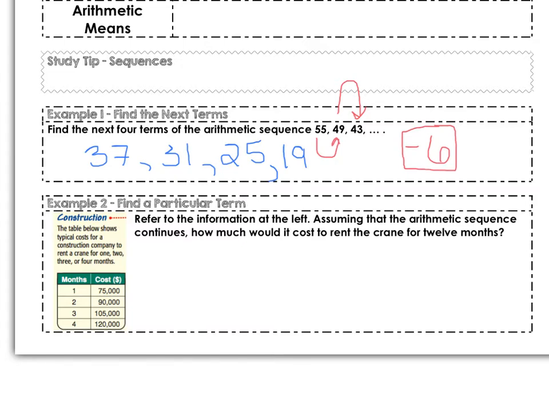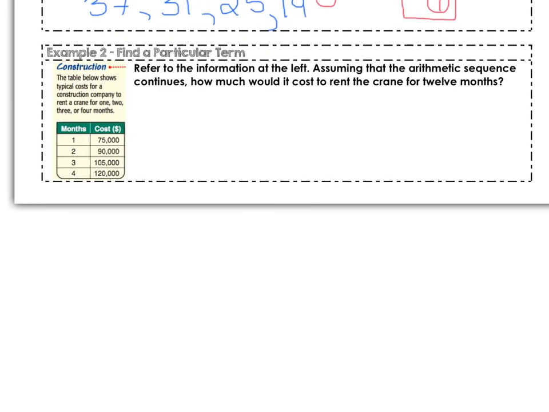All right, so now in example 2, I'm referred to the information provided, and I'm supposed to assume that it's going to be an arithmetic sequence that continues, and figure out how much it would cost to rent the crane for 12 months. Some information has been provided to us. For example, we have been provided our A1, or our initial cost. Our A1 is going to be $75,000.